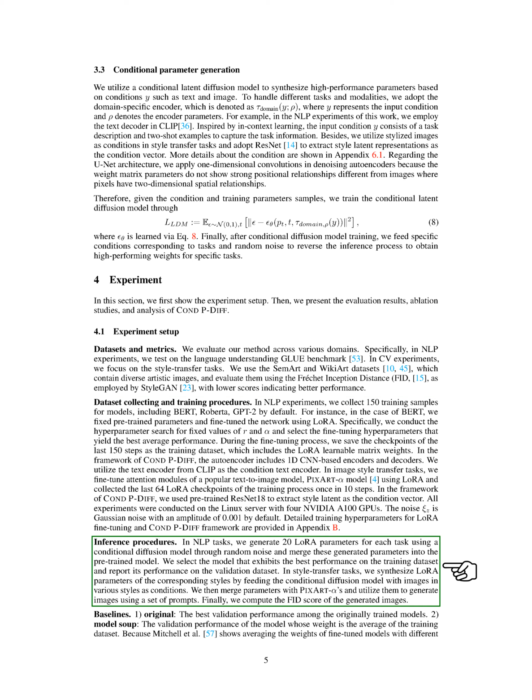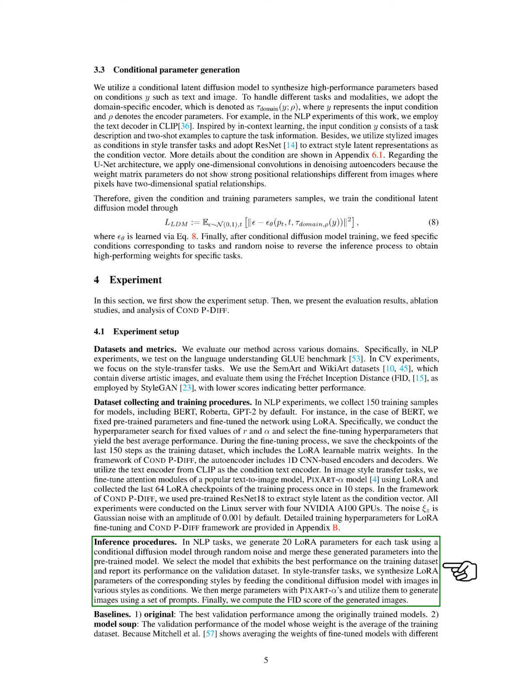For inference, in NLP tasks, we generate 20 LoRA parameters for each task using the conditional diffusion model and merge these with the pre-trained model, selecting the one with the best performance on the training dataset for validation. In style transfer tasks, we synthesize LoRA parameters by feeding the model with images of various styles and then merge these parameters with PixArt Alpha to generate images based on specific prompts, calculating the FID score for quality assessment.